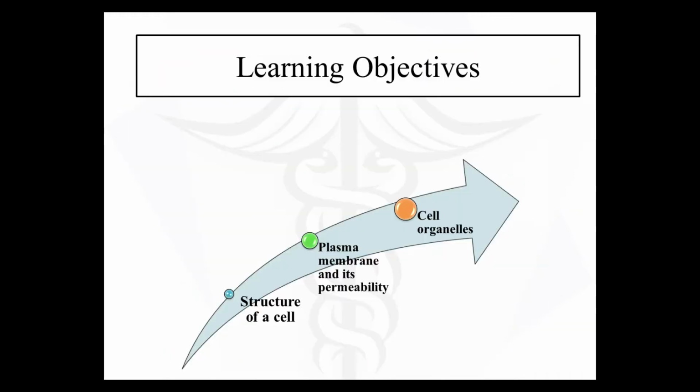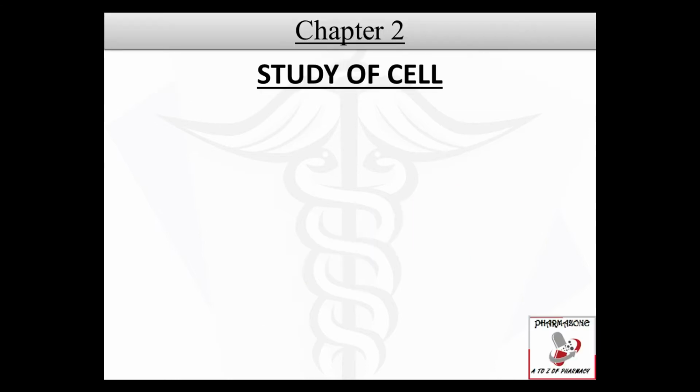In this particular video, we're going to learn about the structure of the cell, the plasma membrane and its permeability, and cell organelles. So let's get right into it. It's the second chapter of the HAP, Study of the Cell.